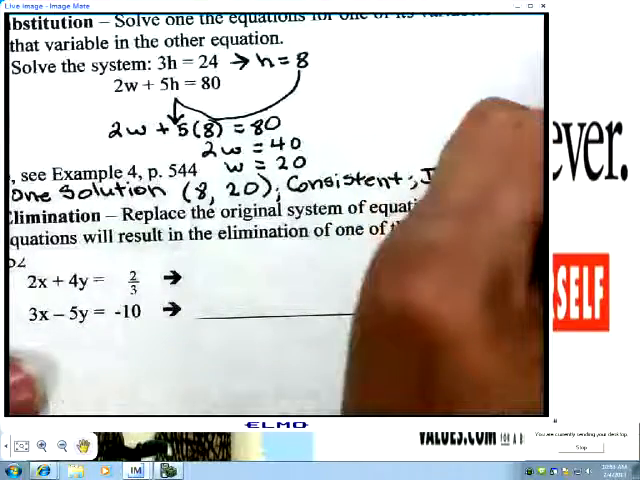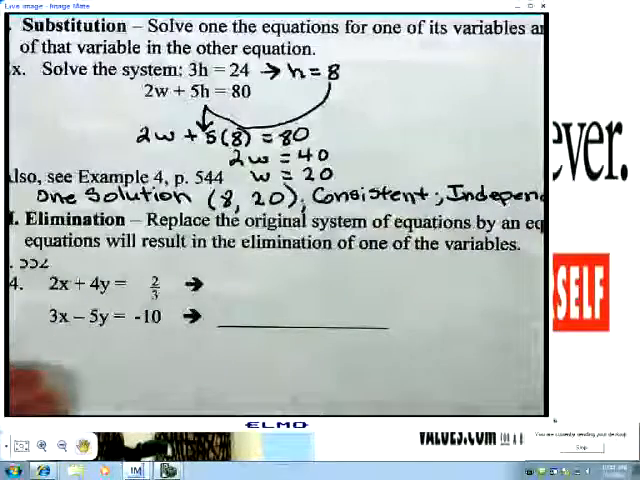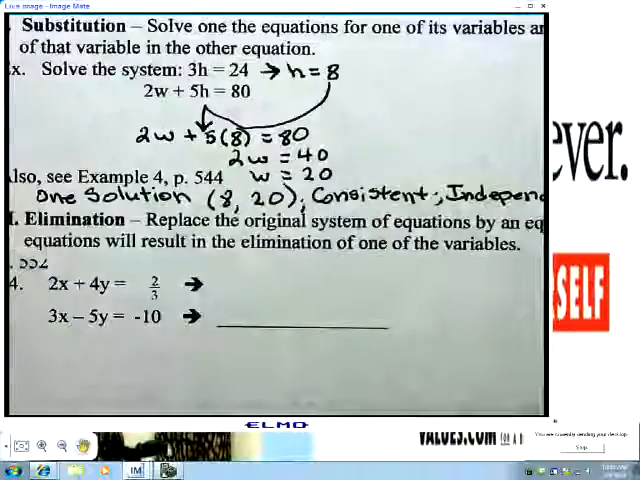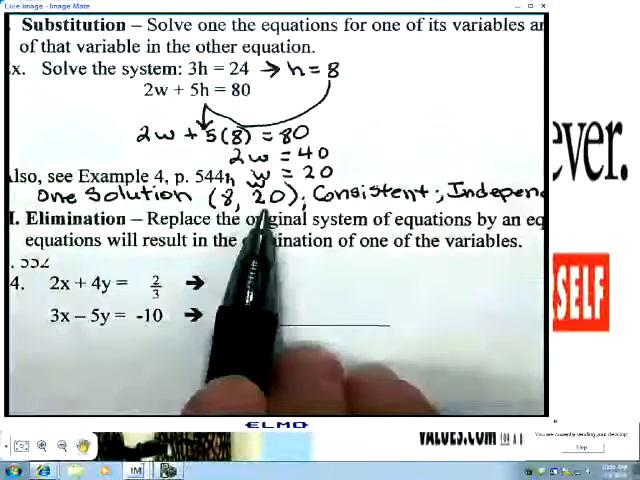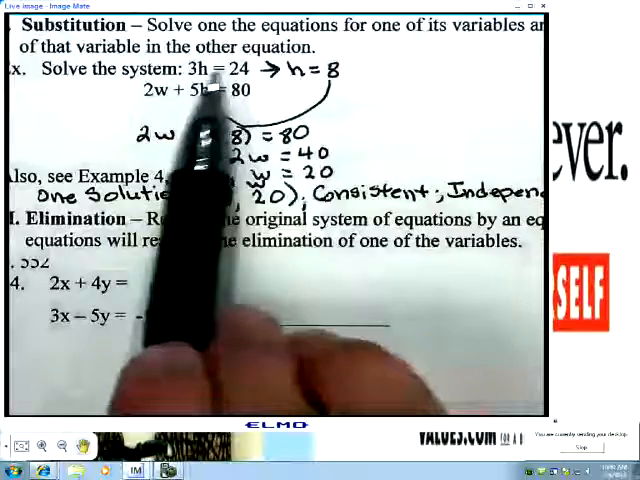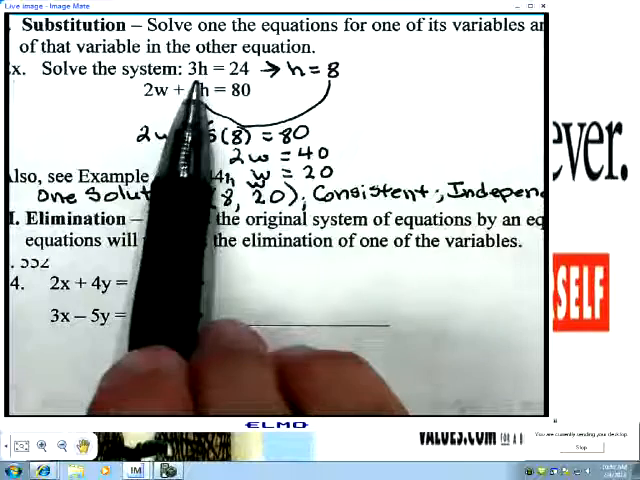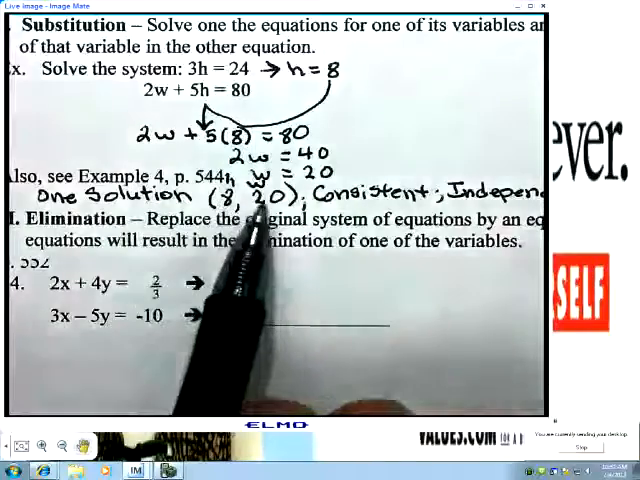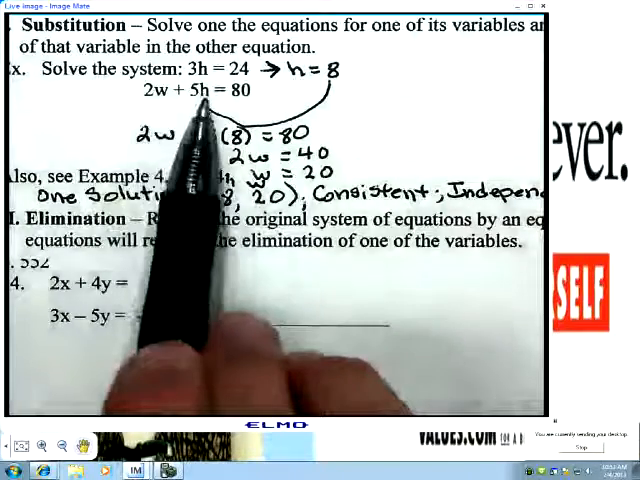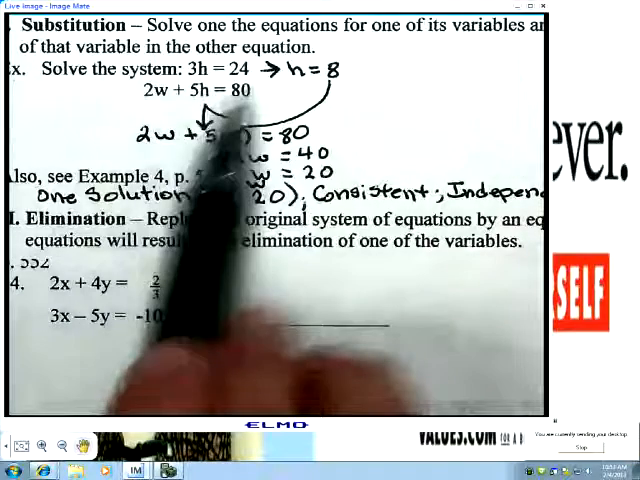So when you plug in that 8, that's your first number. Yes. The first number in your ordered pair is your H, and the 20 is your W. So if you wanted to check this in the first equation, you don't have a W in it. Just put 8 in place of H and see if it makes the equation true. 3 times 8 is 24, so it definitely makes the first one true. See if it makes the second one true. Put 20 in place of W and 8 in place of H, and you would have 40 plus 40 equals 80, and that's also true.